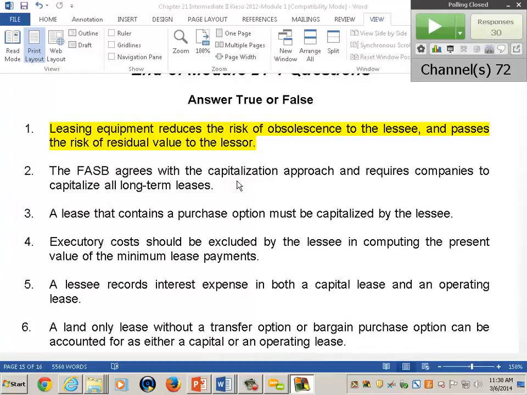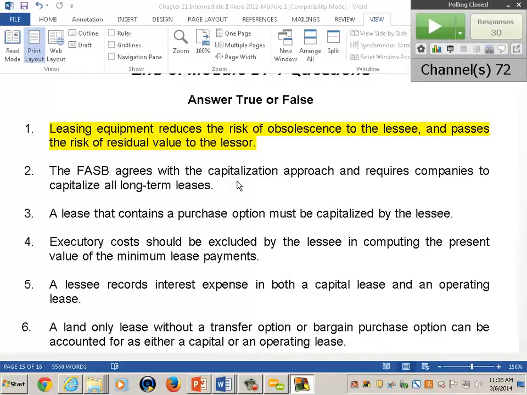Number 3 talks about 4 conditions for capitalization and the threshold of transfer of ownership. The transfer of ownership has to be without payment. It just has to be at the end of the lease. You get title. It's got to be a bargain purchase option. Okay. Executory costs have to be excluded. We went through this. There's no interest, of course, in an operating lease. Interest is a component in a capital lease.